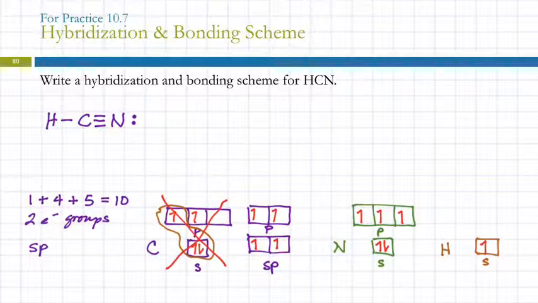So let's see if I can attempt to draw this. Okay, so here's carbon in the middle. I'm going to go with the book's convention of using blue for p orbitals, red for s orbitals, and purple for hybrid orbitals. So carbon has 2 hybrid orbitals. It's got an sp and another sp, one on each side, because that's what 2 groups do. They make a linear shape. So I've got these sp hybrid orbitals, and those each have 1 electron.